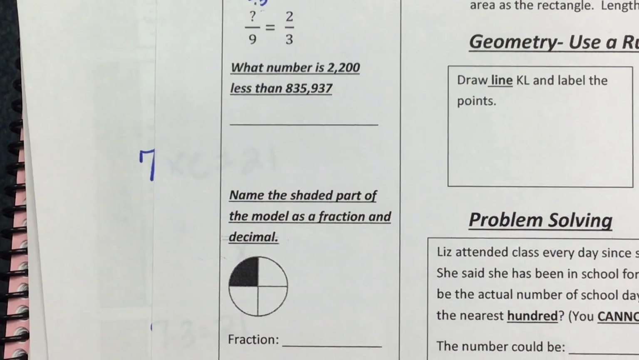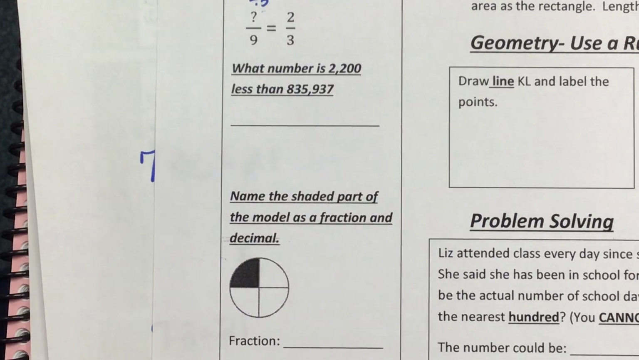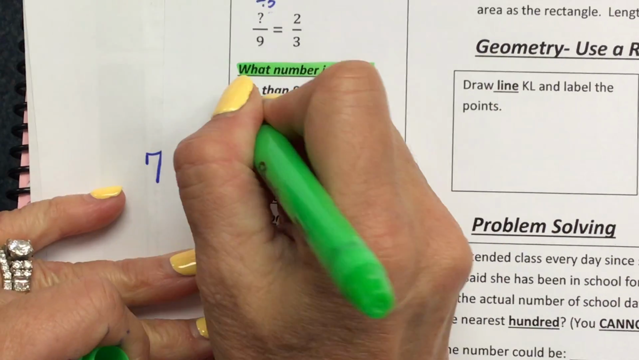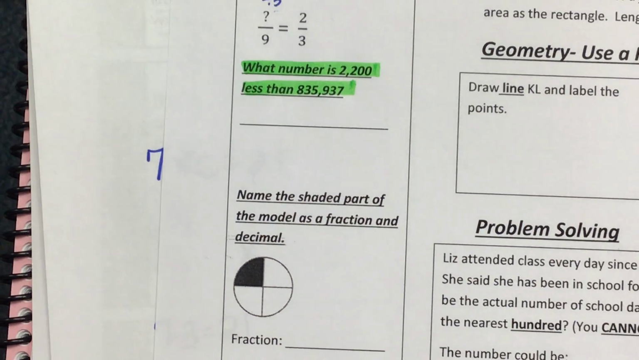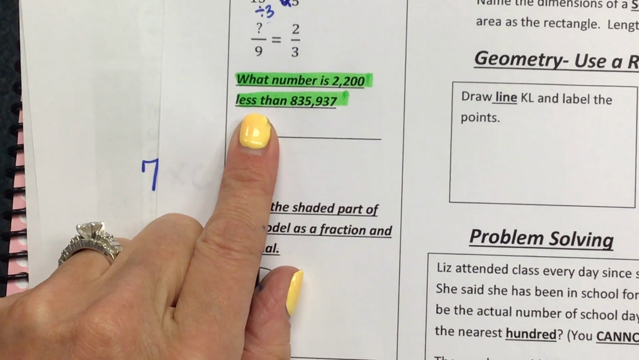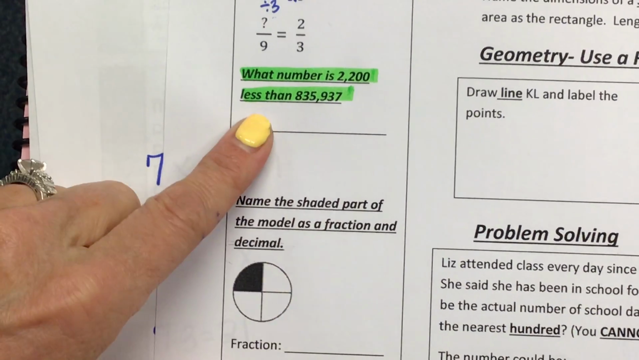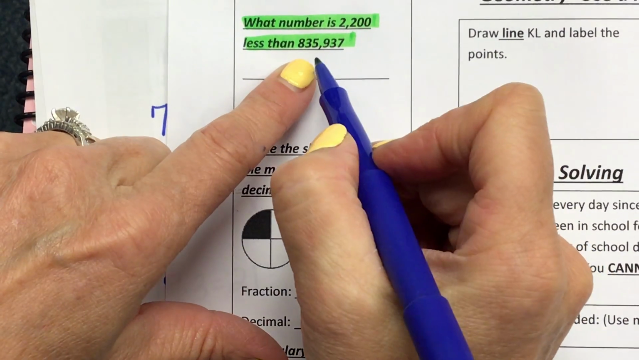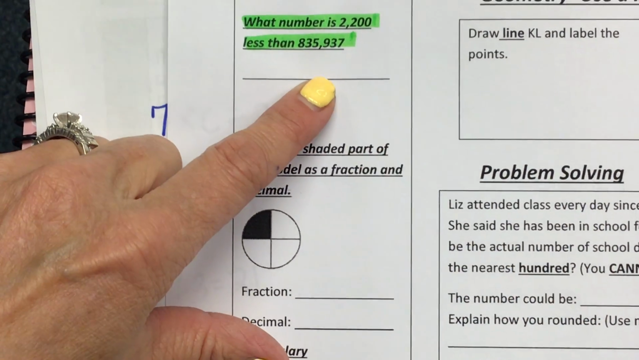Okay, what number is 2,200 less than 835,937? What does less than mean we need to do? Trevor? Subtract. So you need to take 2 from the thousands place and 2 from the hundreds place.